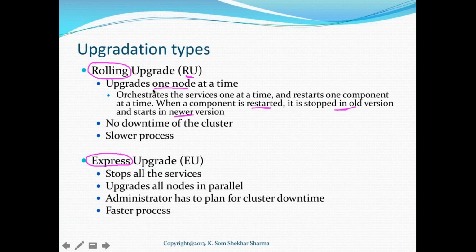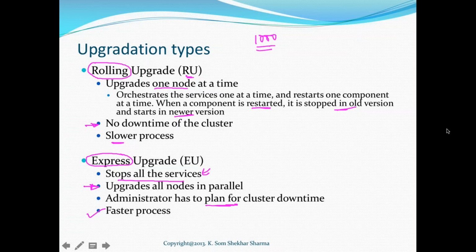So you need to understand it upgrades one node at a time, which means that there is no downtime of the cluster, but it's a very slow process, because if you have 1,000 nodes, it will do one node at a time, and it depends on how much time each takes. The second is the express upgrade. It's a very fast process, because it will upgrade all the nodes in parallel. But the problem here is that you are going to stop all the services, and stopping all the services means there is downtime. So the administrator has to plan for the cluster downtime.